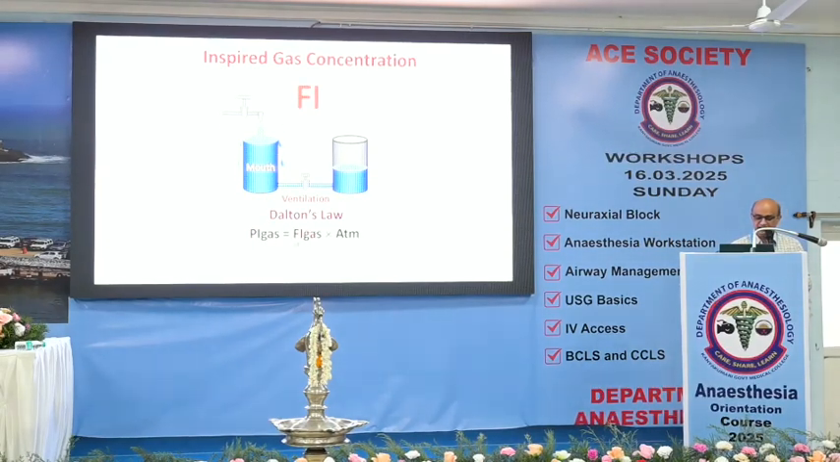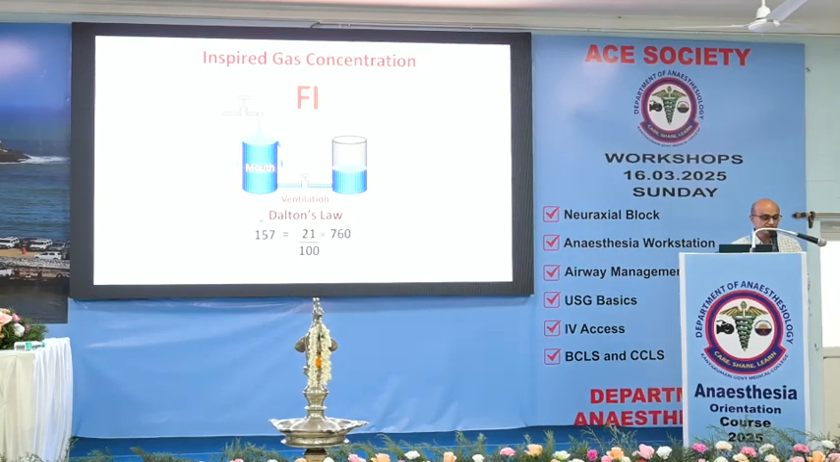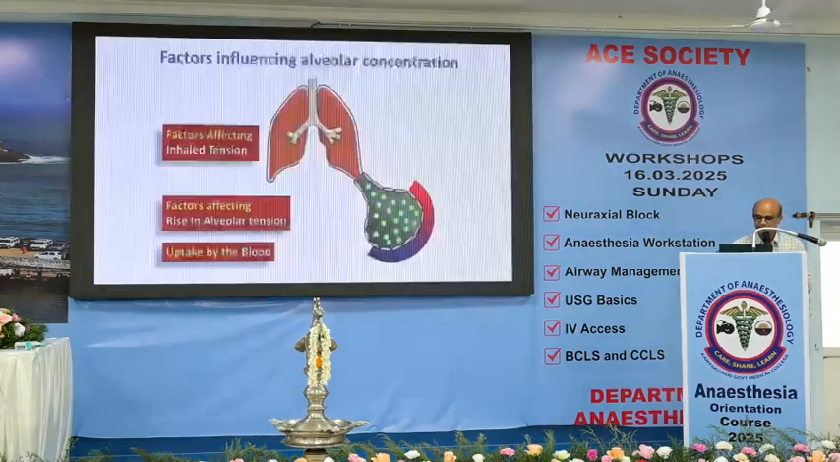Pi of a gas is equal to the fractional inspired gas concentration times the atmospheric pressure. So if you look at oxygen, 21% divided by 100 times the atmospheric pressure, which is 760, the partial pressure of oxygen is 157. You can similarly substitute for your inhalational agents as well.